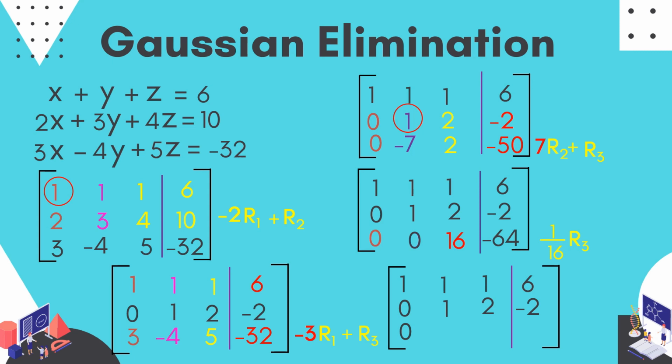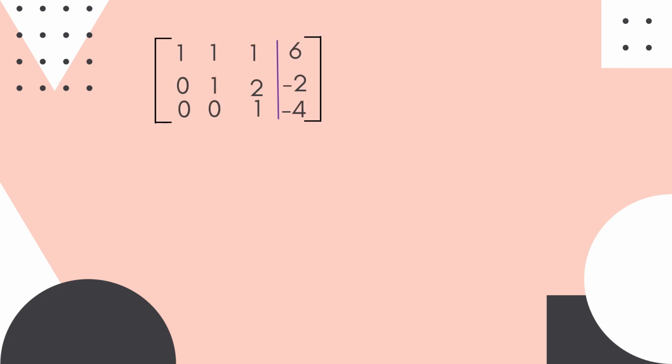Okay, 1/16 times 0 is equal to 0. 1/16 times 0 is equal to 0. 1/16 times 16 is equal to 1. 1/16 times negative 64 is equal to negative 4. So this is our matrix now. As you can see, all the entries in our main diagonal are all ones, and the numbers below the main diagonal are all zeros. Since we already satisfied the row requirements, then let's find the value of our unknowns.